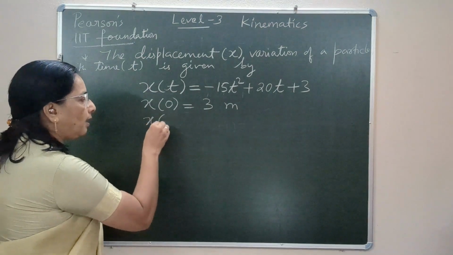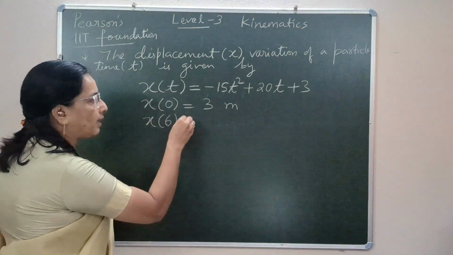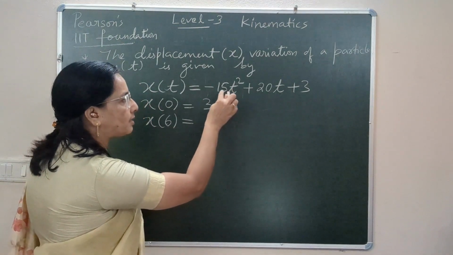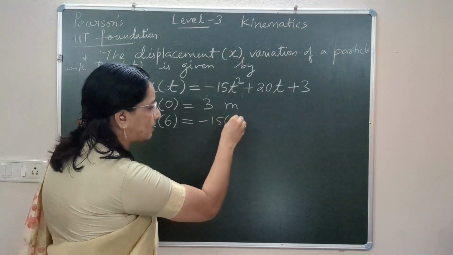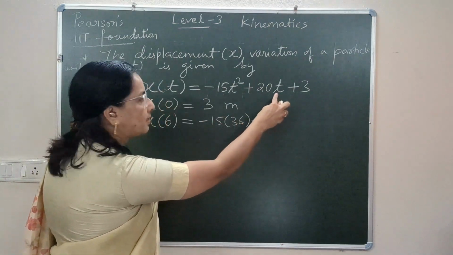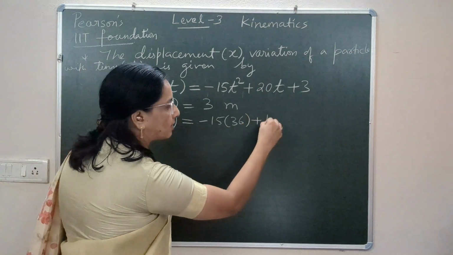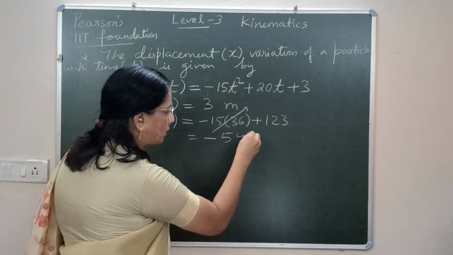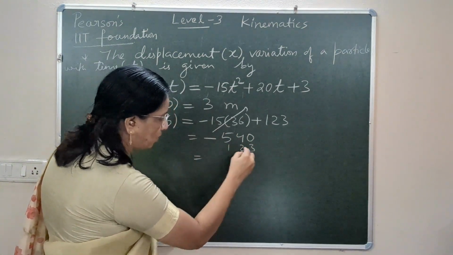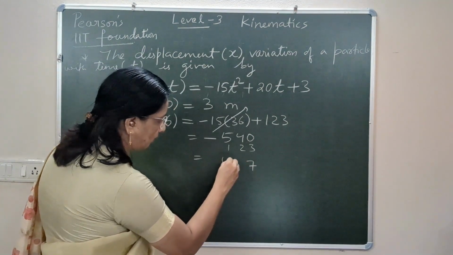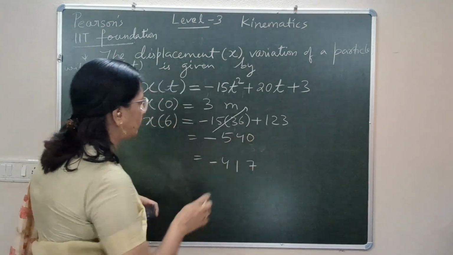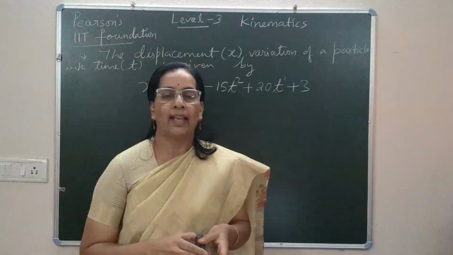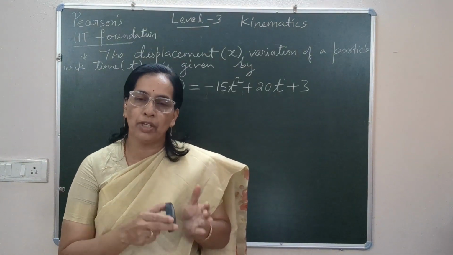Then displacement at time t equal to 6 seconds: wherever we see time, there we have to put 6. So when you put 6 here, we get 36, so 36 times minus 15, let me work this out, is minus 540. And then 6 times 20 is 120, and 120 plus 3 is 123. So this product is minus 540 plus 123, so we are subtracting, which gives minus 417. So displacement at the end of 6 seconds is minus 417 meters.